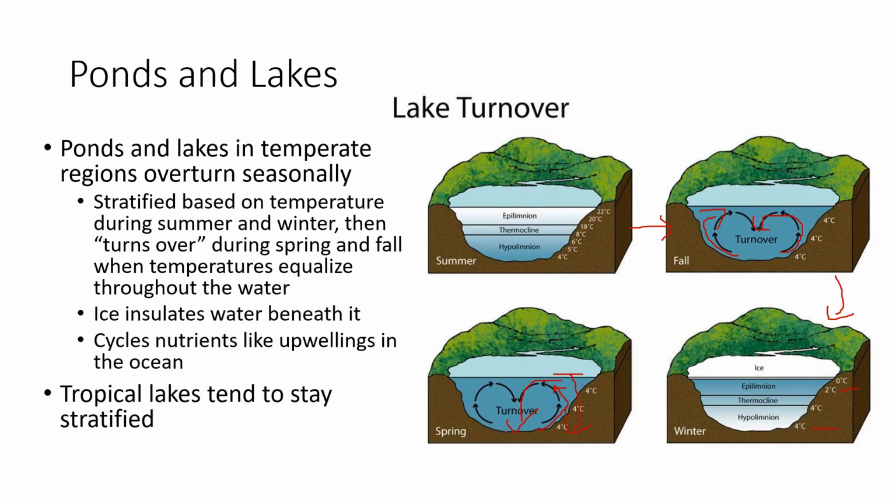Okay, so stratification during the summer and winter, and then turnover in the spring and fall due to differences in temperature, and differences in temperature in a fluid mean differences in density. And as it turns over, it's just like an upwelling in the ocean, bringing nutrients from the bottom to the top of those waters.